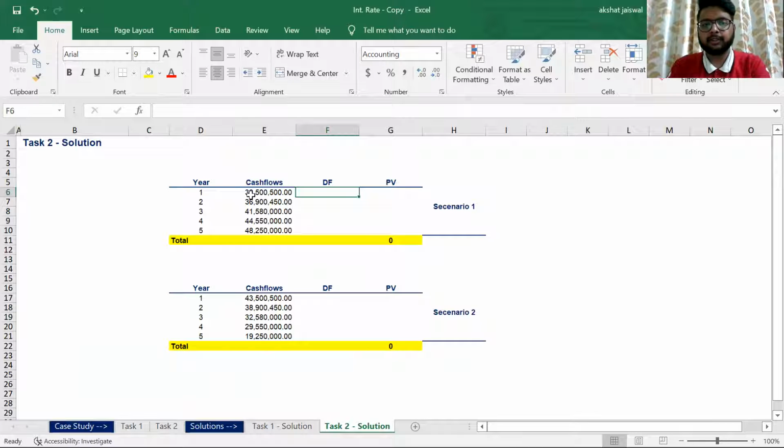You can see that is 32 million 550, 36 million 940, 450, 41 million 580, 44 million 550, 48 million 250, which is the case of scenario one, right? And for scenario two, it is 43 500 500, 38 million 900 450, 32 million 580, 29 million 550, and 19 million 250 for scenario two.